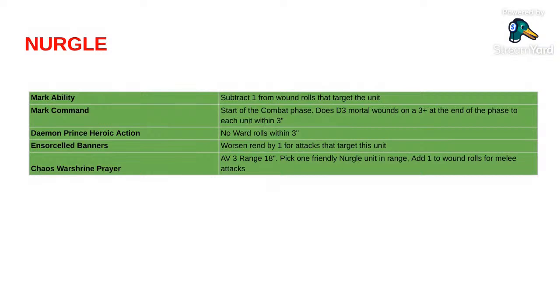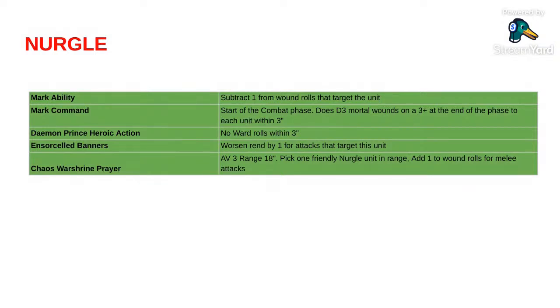Super good. And then your Chaos War Shrine Prayer, answer value 3, range 18 once again, and it gives the unit +1 to wound. There's just not a lot of +1 to wound around in the game, so it's a nice non-redundant buff that you can give to the unit. So a little bit of extra offensive power.